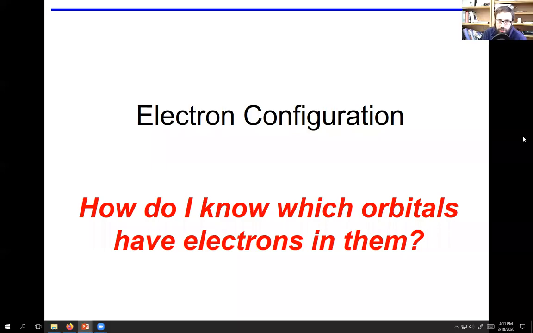Hey guys, all right, so we're going to talk a little bit about electron configuration in this video. Now that we know from the last video the shapes of the orbitals and their orientations, which of course comes from quantum mechanics, now we can talk about whether our electrons are in any of those orbitals, and how do we know that. That's what electron configuration means. What orbitals are your electrons in?